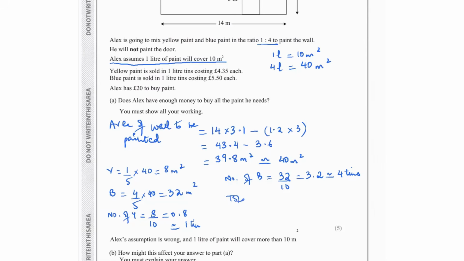So total cost is going to be 1 times 4.35 plus 4 times 5.50. That's 4.35 plus 22.00. That's 24.35 pounds. So he had 20 pounds. The cost is 24.35. So does he have enough? No, he does not.